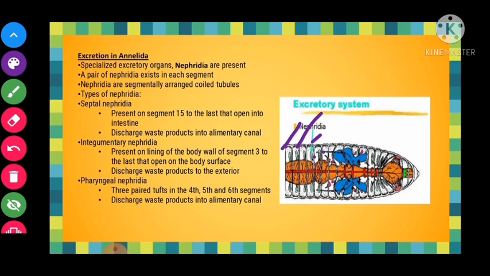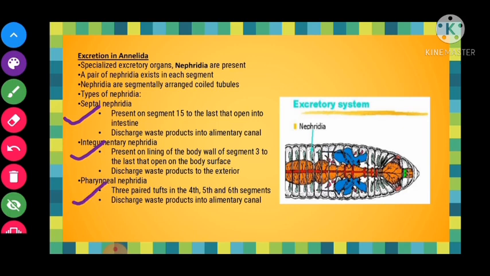Now let us discuss the types of nephridia. The first one is the septal nephridia. Children, it is present on segment 15 to the last and opens into the intestine. It discharges waste product into the alimentary canal. Next is integumentary nephridia. It is present on the lining of the body wall of segment 3 to the last and opens on the body surface. It discharges waste product to the exterior.